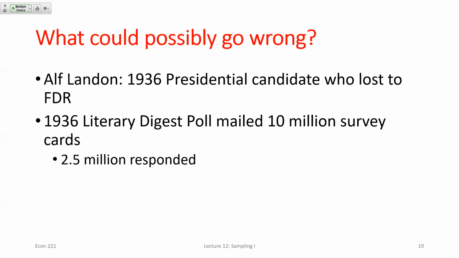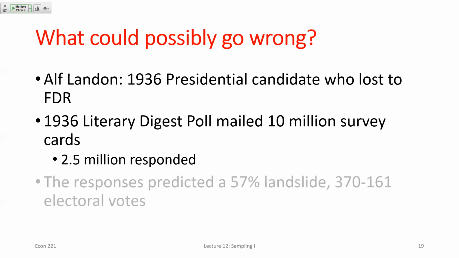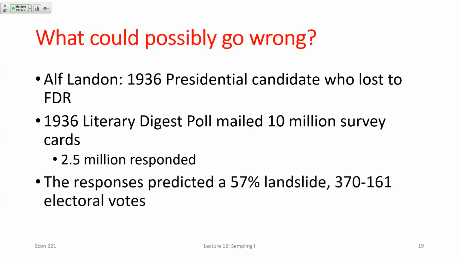That's why we get those emails where they're trying to give you a gift card, or the chance at winning a gift card, because it's hard to get this high a percent of people to respond to an email or a mail. So they got all this back and they think this is great. We're able to predict the election. They predict a 57% popular vote landslide, a 370 to 161 electoral vote win. But they predicted that Alf Landon was going to win.